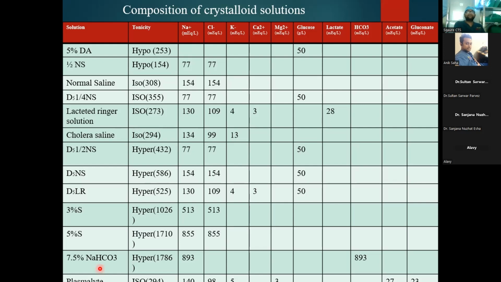Sodium bicarb is a more hypertonic fluid than any other fluid. The tonicity is 1786 millimole. This is more than 6 times higher tonicity than normal saline.